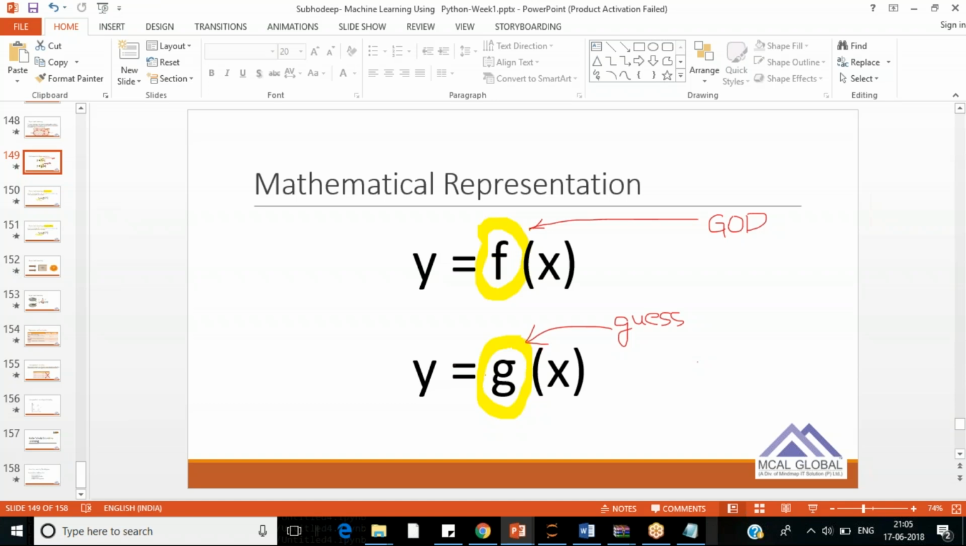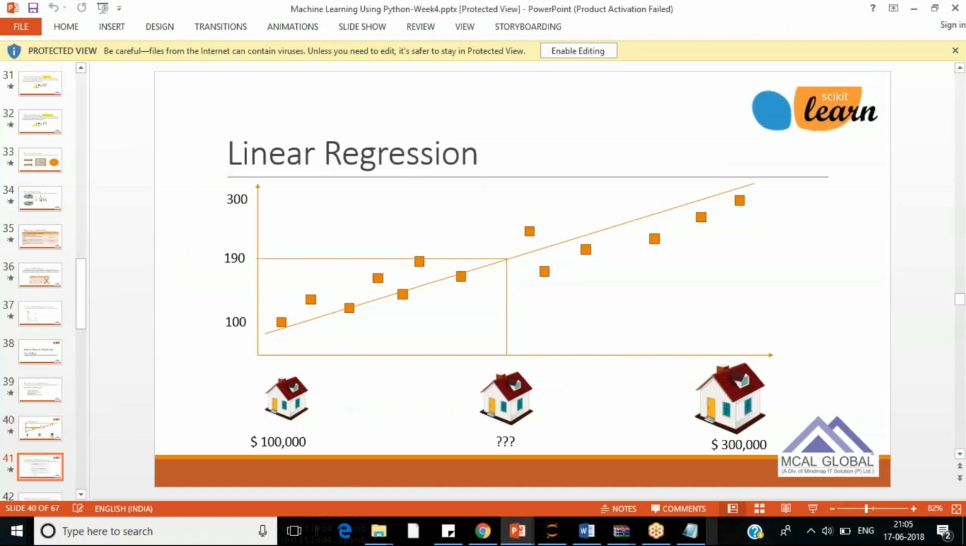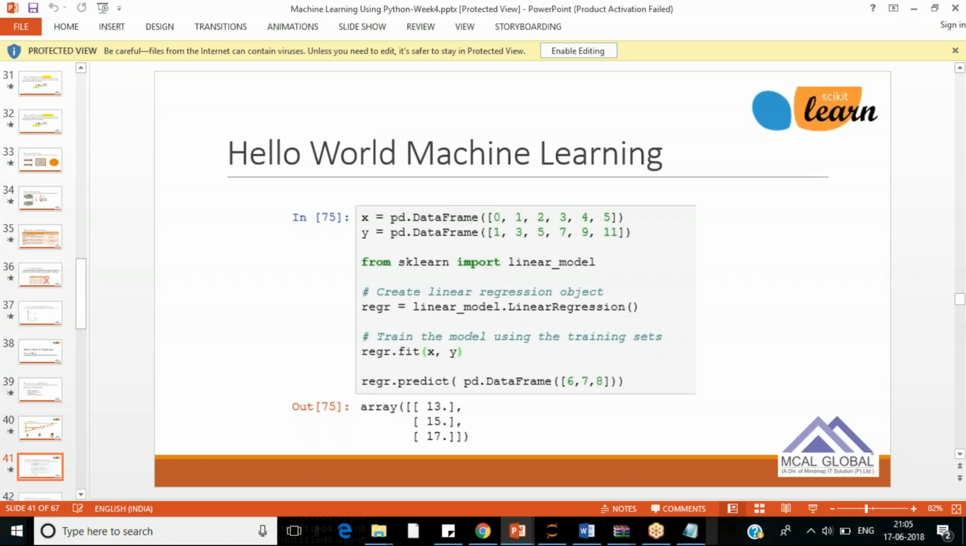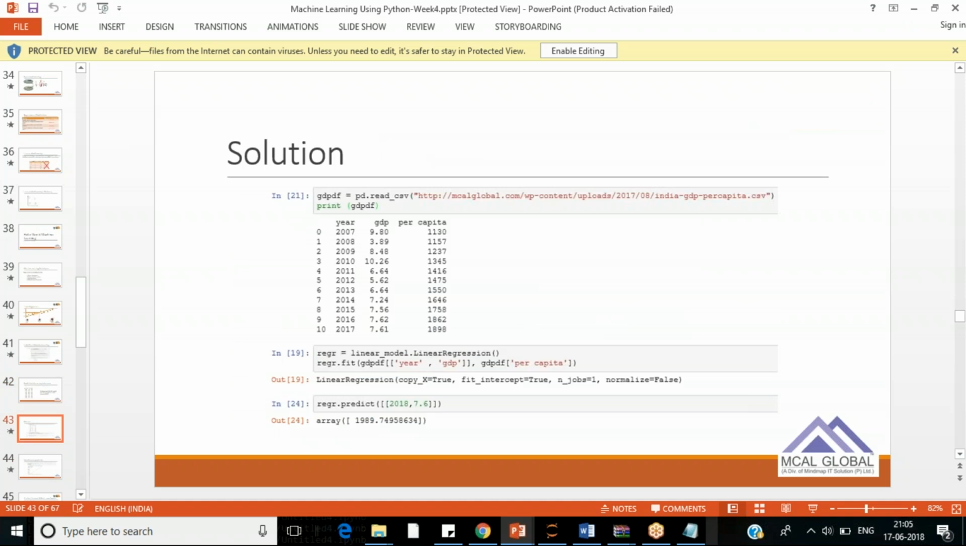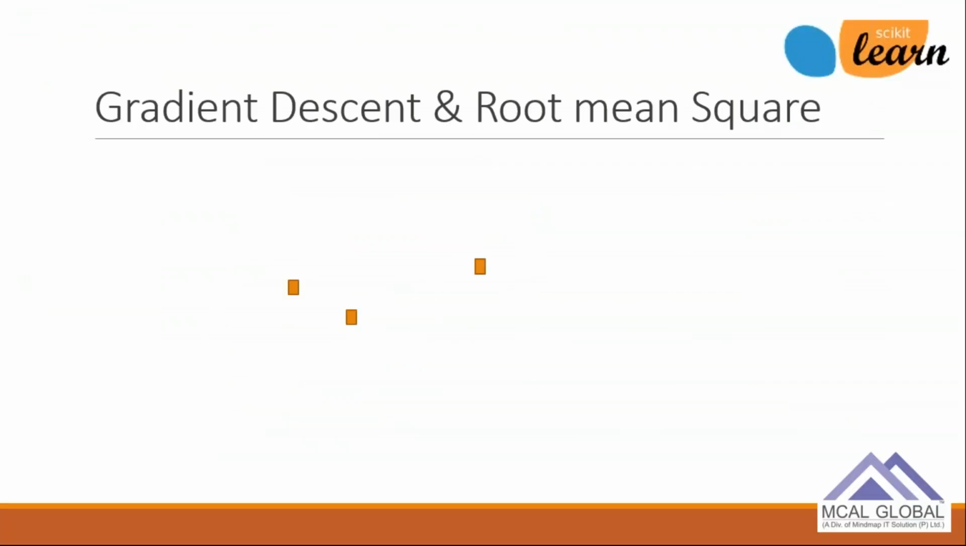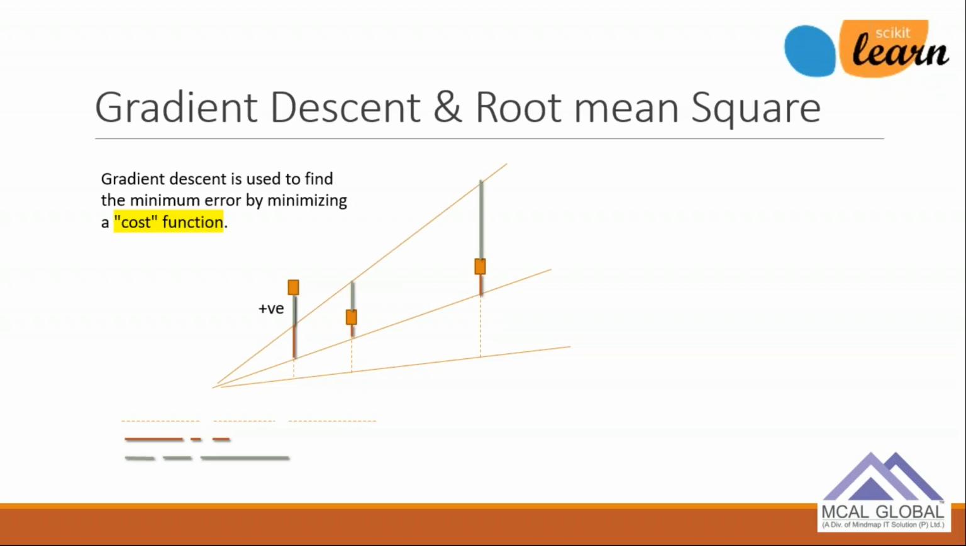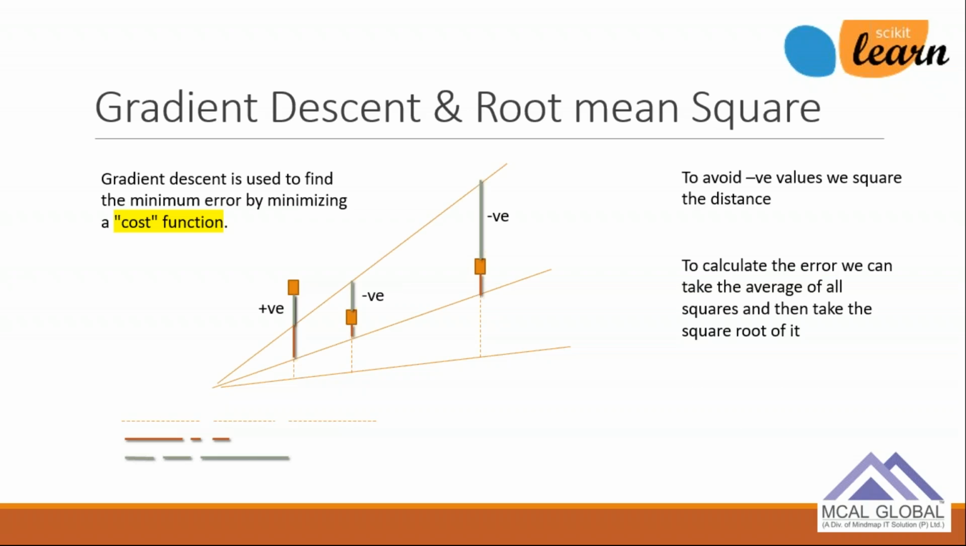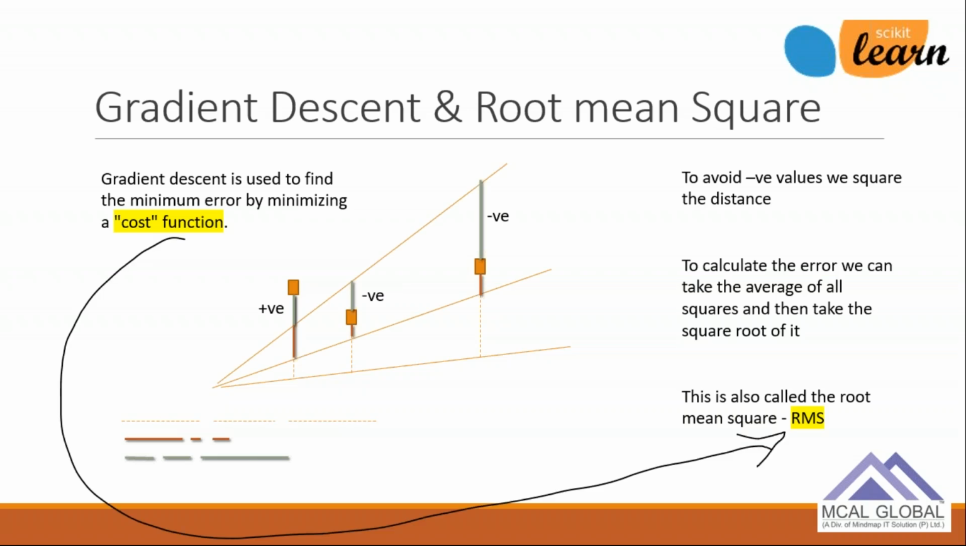Okay, so always start with a simple model, and that's why we start with linear regression. Now I will show you this. What is gradient descent? Just first we'll read through this, and then let's understand this. So gradient descent is used to find the minimum error by minimizing a cost function.